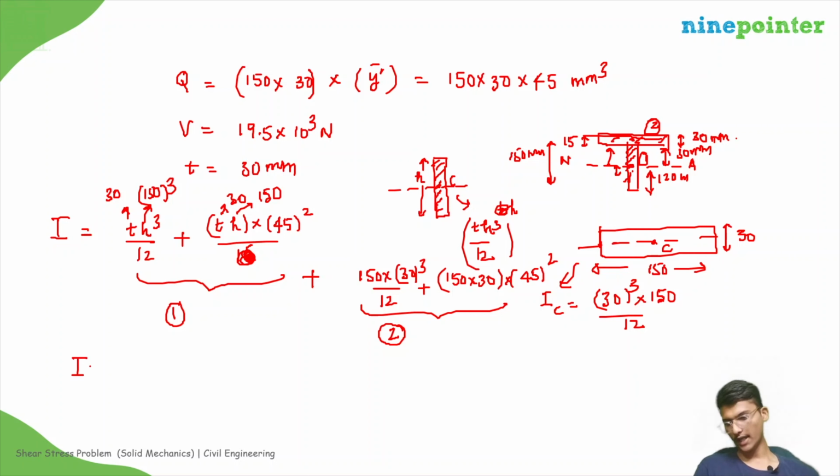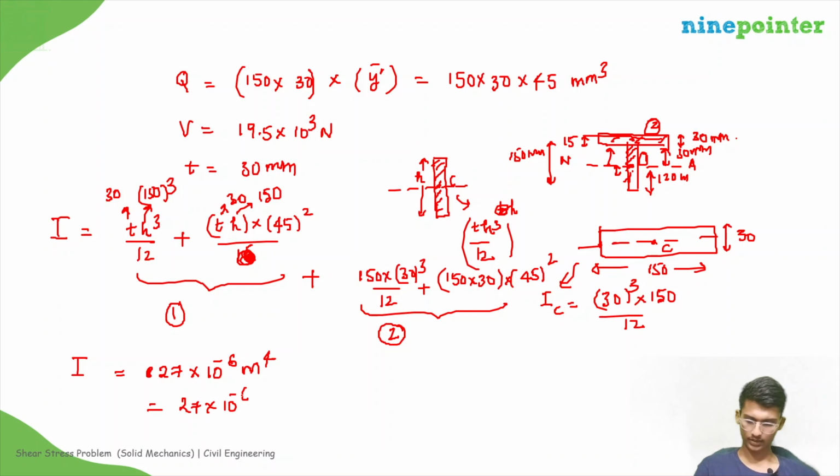So this will give I of the T section, which we get as 27 into 10 power minus 6 meter power 4. That can be converted as 27 into 10 power minus 6 into 10 power 12 mm power 4.